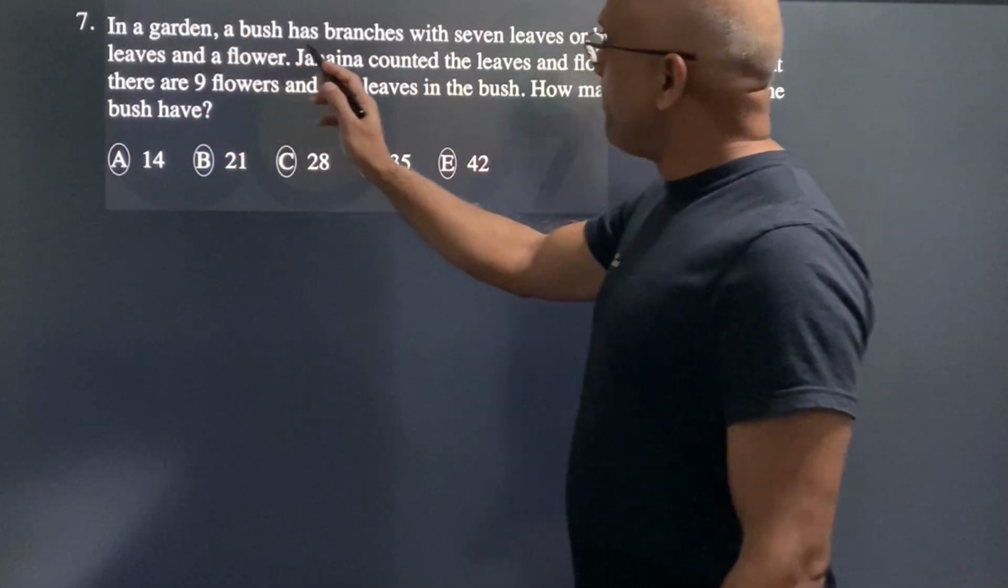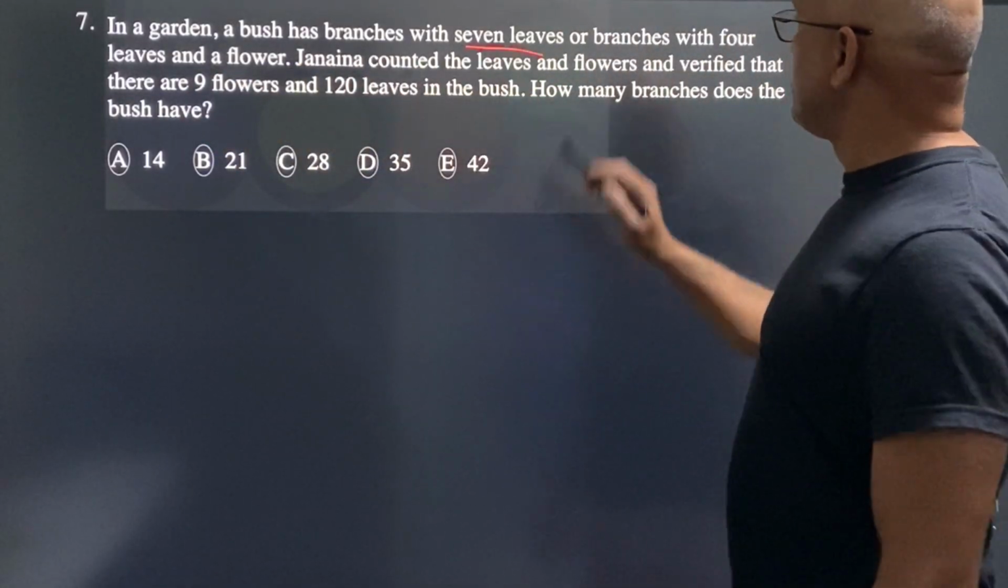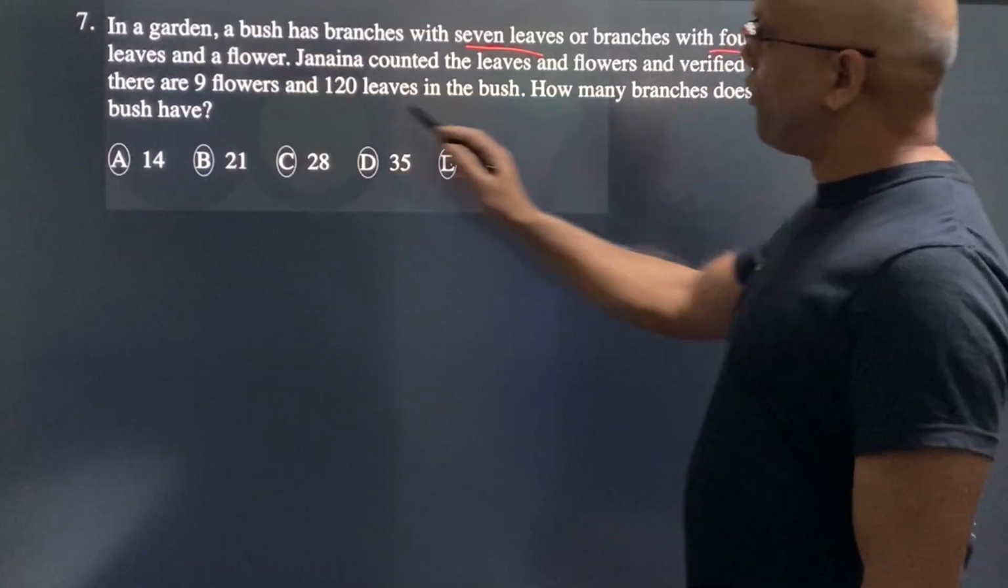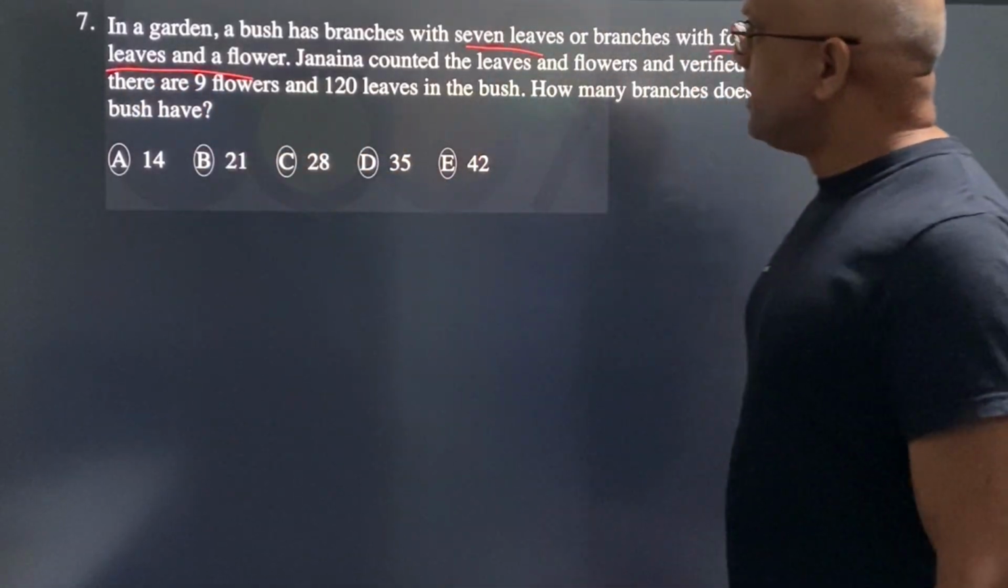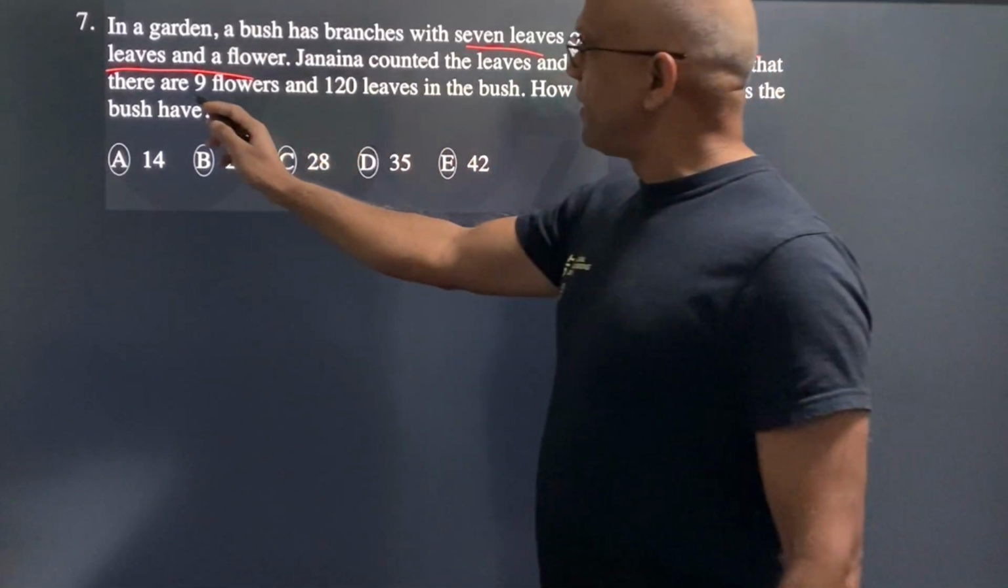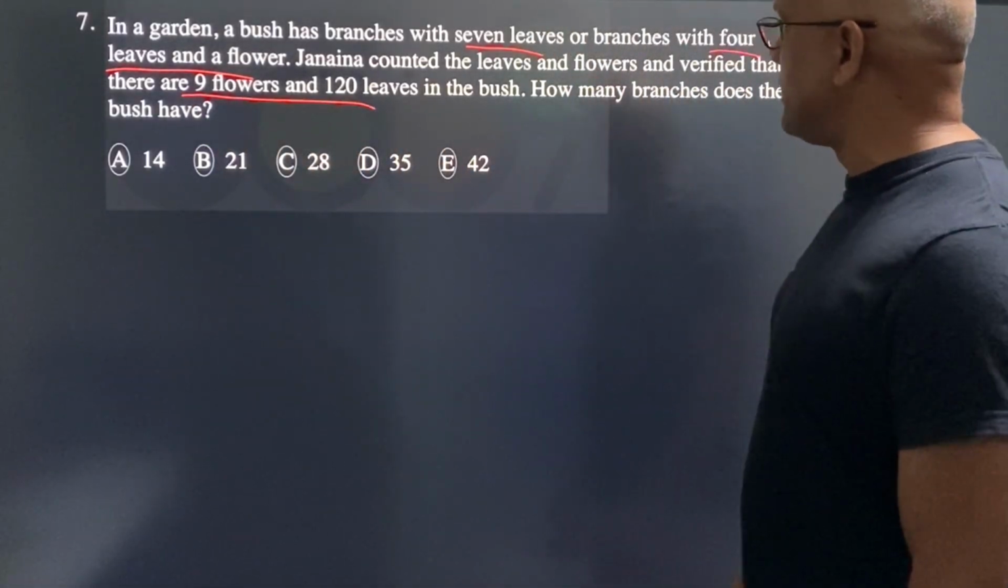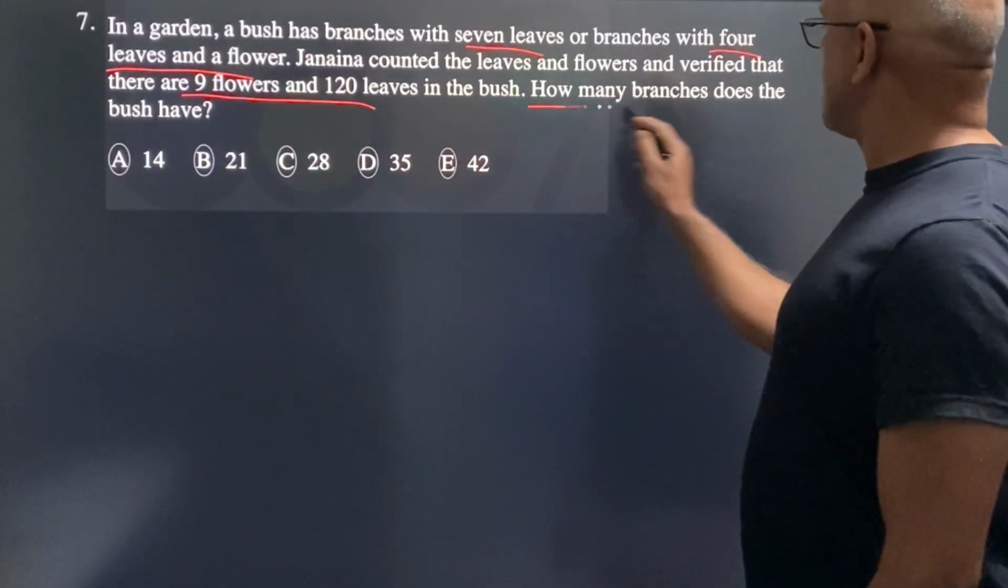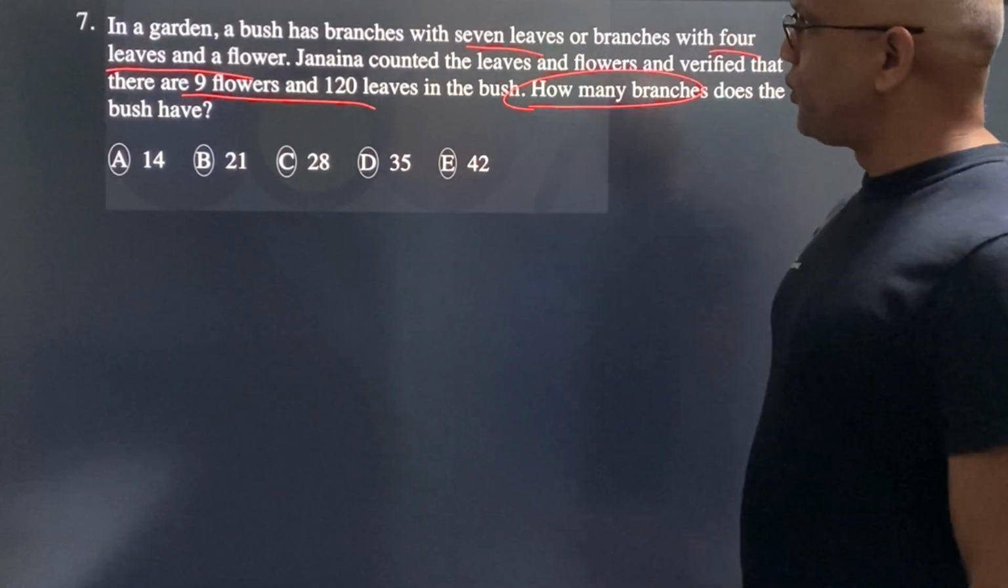In a garden, a bush has branches with 7 leaves or branches with 4 leaves and a flower. Janaina counted the leaves and flowers and verified that there are 9 flowers and 120 leaves in the bush. How many branches does the bush have?